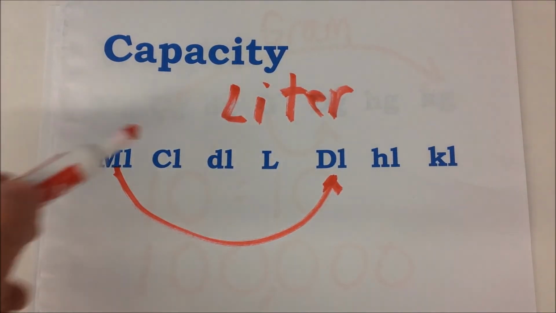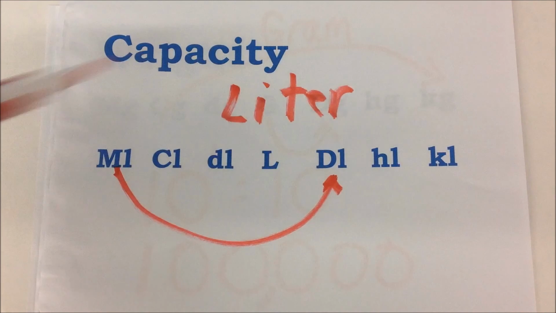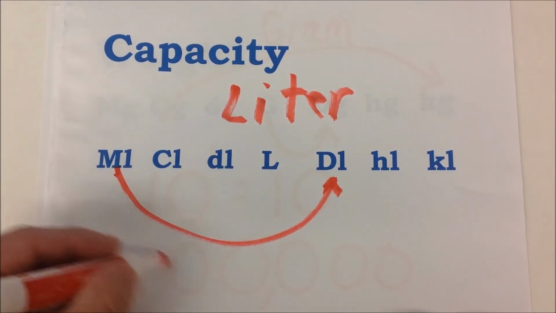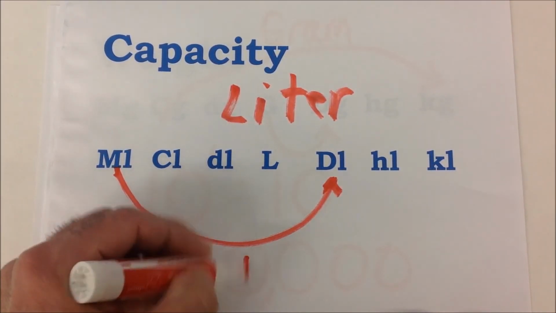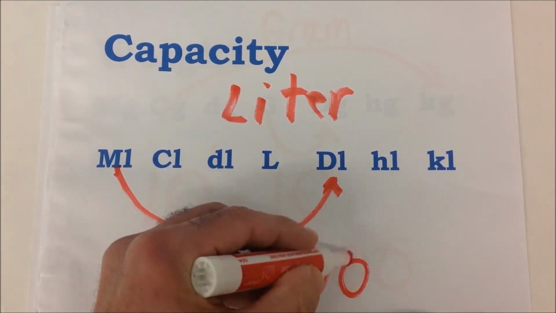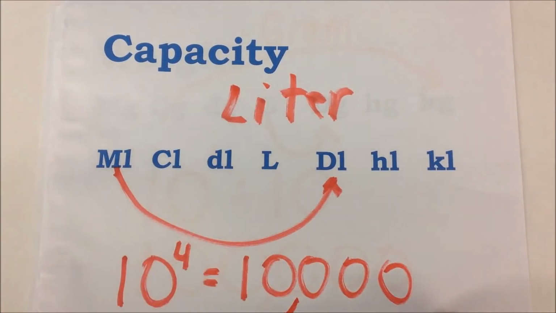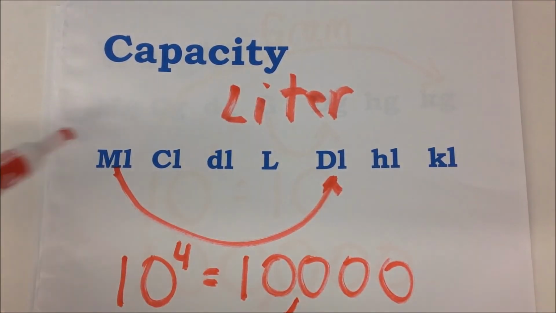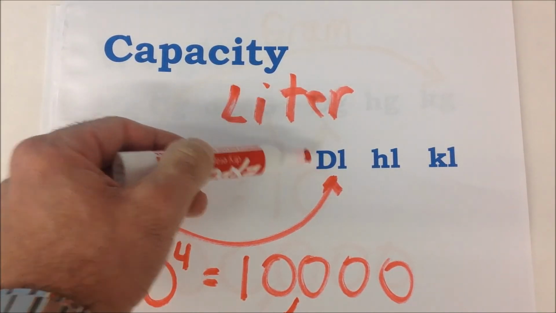So how many milliliters are in a decaliter? Just count. 1, 2, 3, 4. 4 away. 10 to the 4th power. We should have 4 zeros. 10,000. There are 10,000 milliliters in a decaliter.